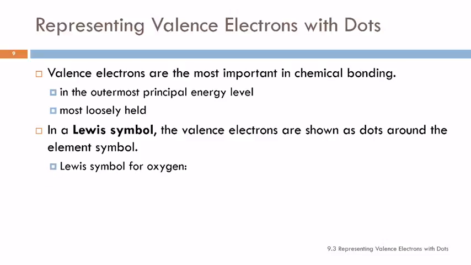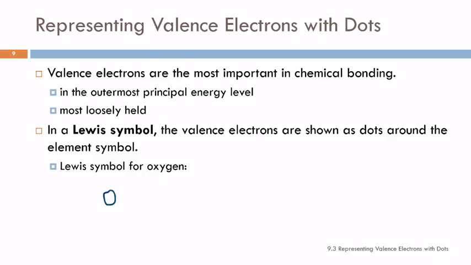So let's draw the Lewis symbol for oxygen. We'll start by writing the chemical symbol for oxygen. So the symbol for oxygen is an O. How many valence electrons does oxygen have? 6. We know that because it's in group 6A.